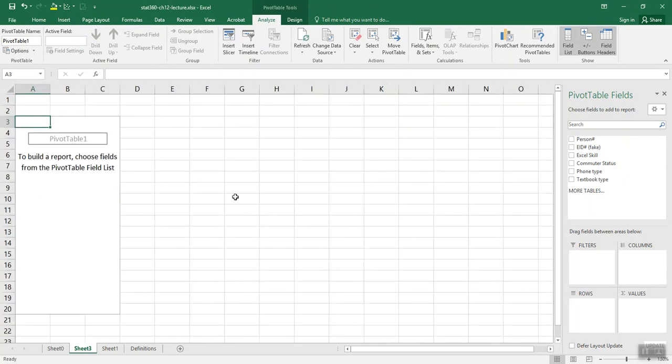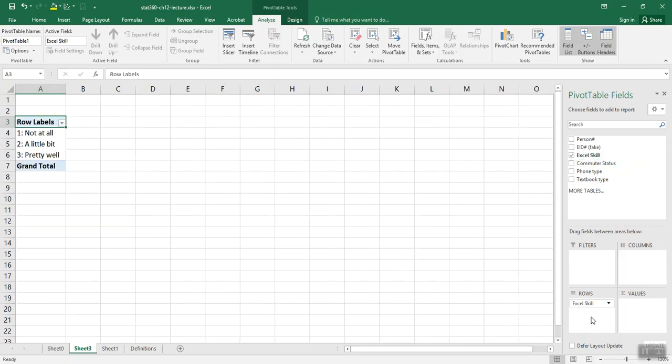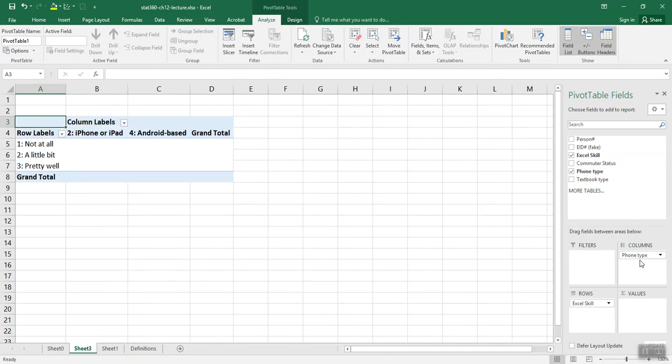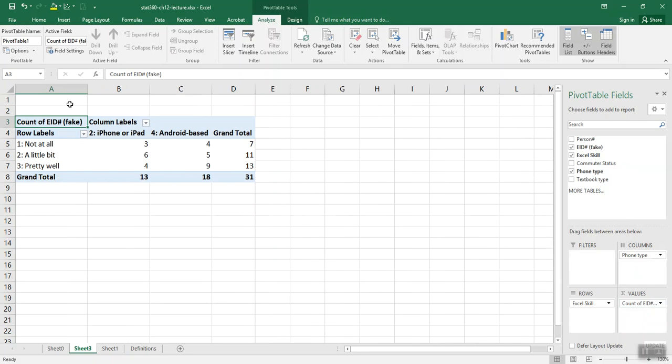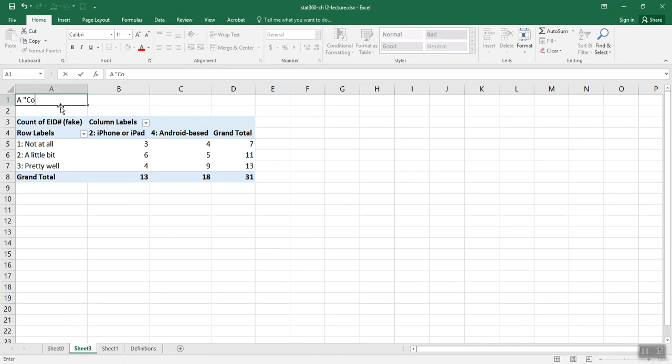Again, this is on a Windows machine. If you're on a Mac, it's going to look a little different. So let's say we want to break things down by someone's Excel skill, and it looked at all the possible values of Excel skill in the data set and said, here are the three that it sees. And then we'll break out their phone type in the columns, and it looked at all the phone types that people had entered, and apparently it's just these two these days. And let's say we count how many people were in each category.